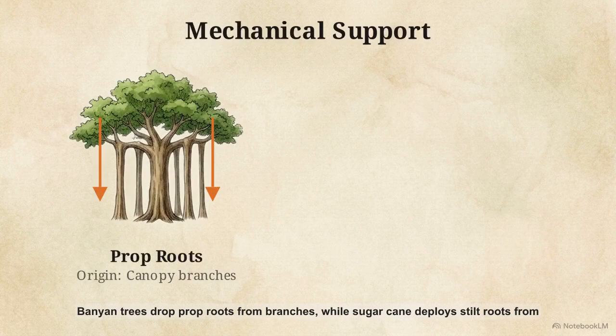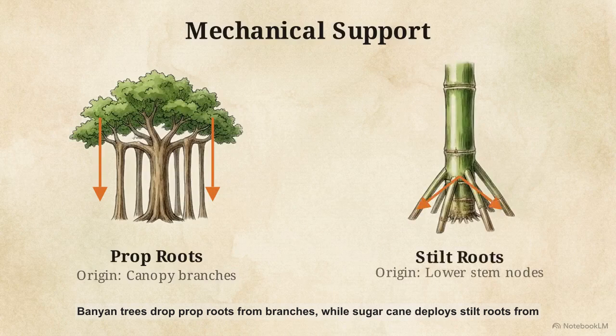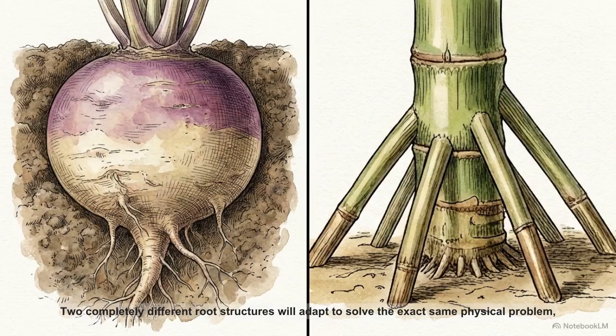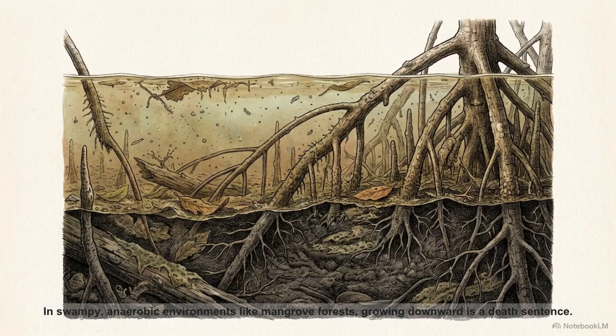Plants also modify for support. Banyan trees drop prop roots from branches, while sugarcane deploys stilt roots from lower nodes, bracing the plant. Two completely different root structures will adapt to solve the exact same physical problem, whether that means finding extra mechanical stability or stockpiling calories.